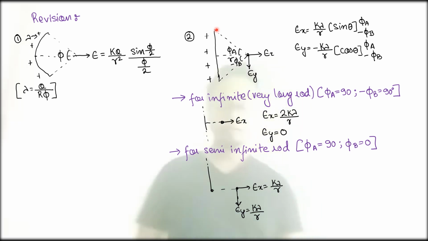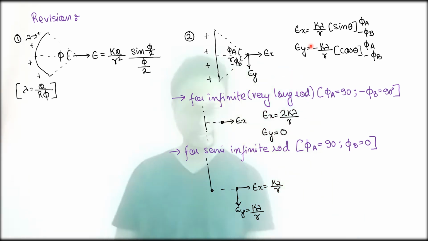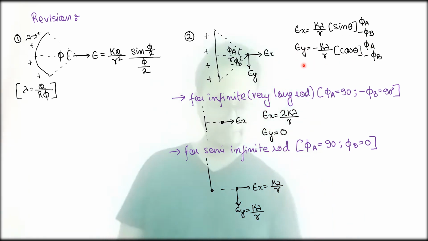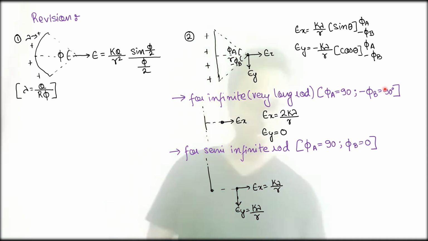For a straight rod, the x component of electric field is given by k lambda by r times sine theta from phi a to minus phi b. That means the upward angle is taken as positive, the downward angle is taken as negative. Ey is given by the same formula. Now the special cases of these two: for an infinitely long rod, phi a is equal to 90 and phi b is equal to 90. So Ex becomes 2k lambda by r and Ey becomes 0. For a semi-infinite rod, phi a becomes 90, phi b becomes 0. So Ex is equal to k lambda by r, Ey is equal to k lambda by r.